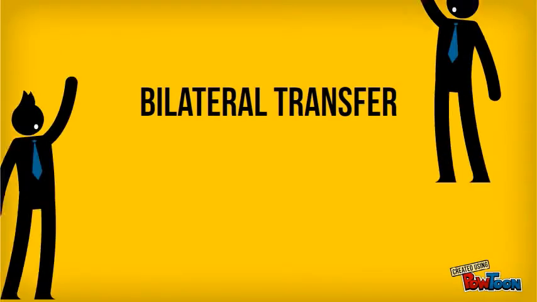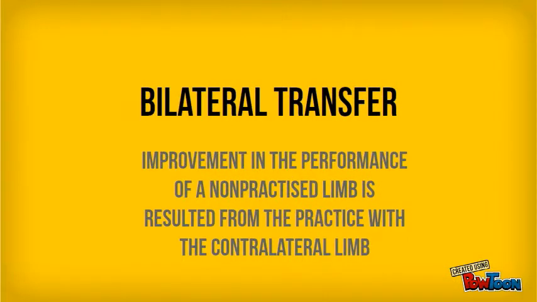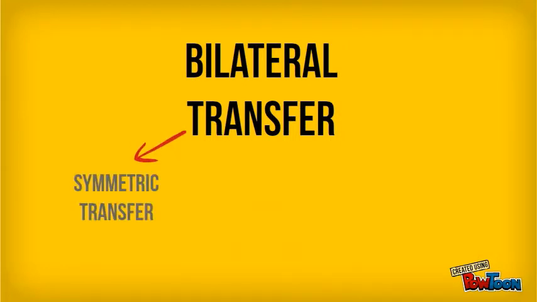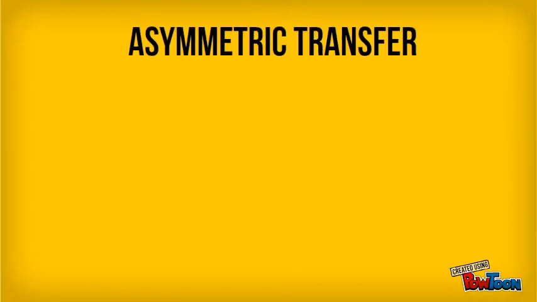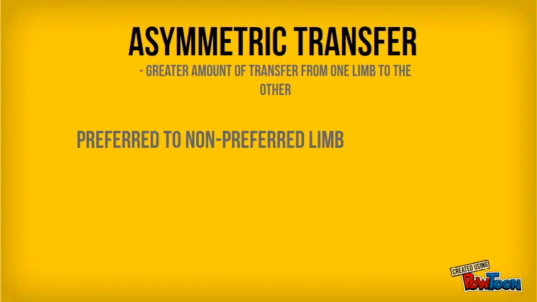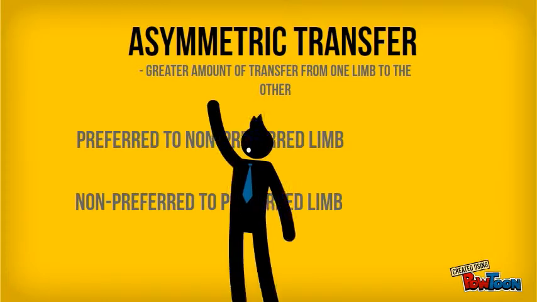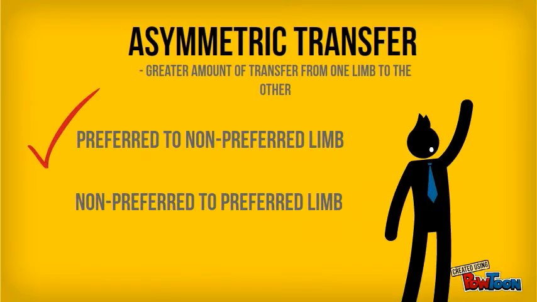Next, let's move on to bilateral transfer. Bilateral transfer is where improvement in the performance of a non-practiced limb results from the practice with the contralateral limb. In bilateral transfer, there's mainly symmetric transfer and asymmetric transfer. Asymmetric transfer is where there is a greater amount of transfer from one limb to the other. It can occur from the preferred to non-preferred limb or non-preferred to preferred limb. However, evidence supports having a greater amount of transfer from the preferred to non-preferred limb.